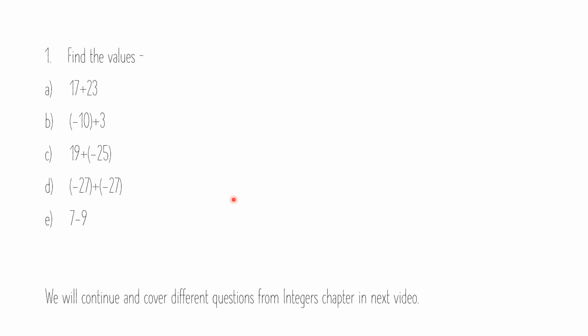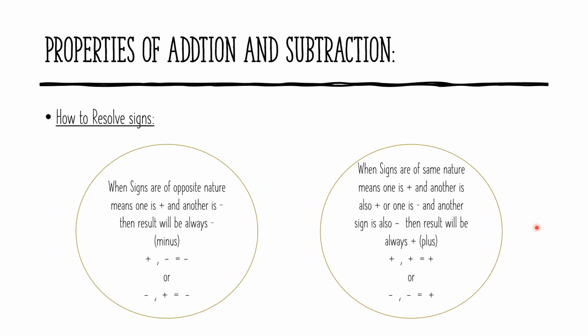Now we will see the mathematical way how we can solve these questions. First of all, we need to know a simple rule related to properties of addition and subtractions. If you see in the slide, we have how we can resolve the signs.